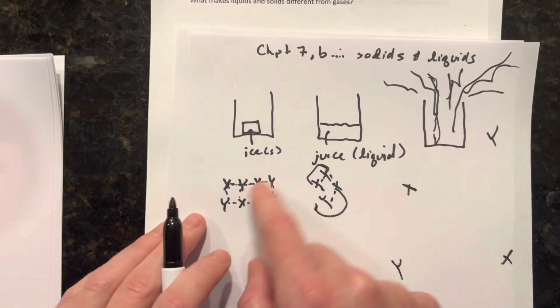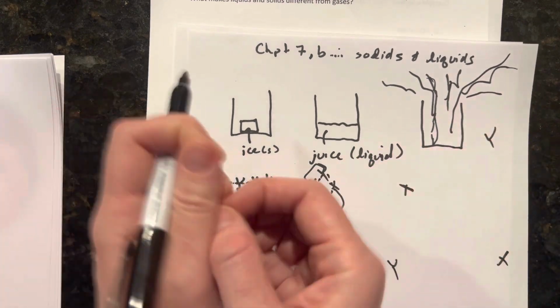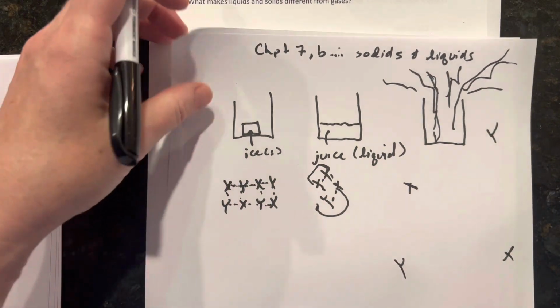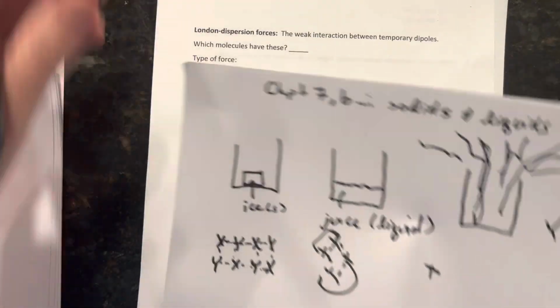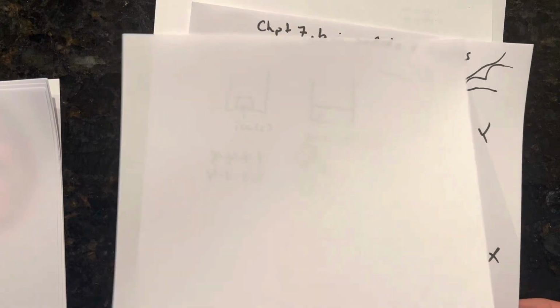So we're going to talk about the forces that hold these together. What makes ice and juice different from a gas is that they have forces that hold these molecules or particles together. The first one we'll talk about is London dispersion.